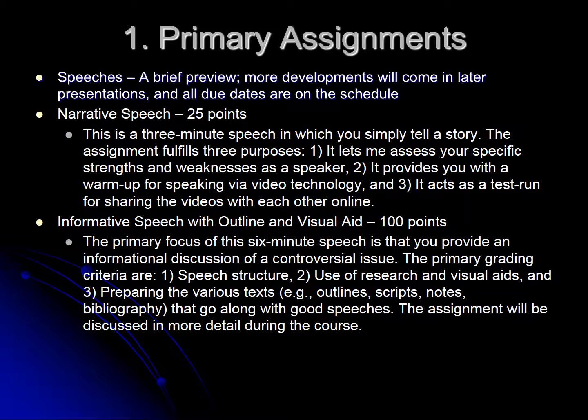I simply let you know about the information on this controversial issue. It's graded primarily on how you put a speech together: the speech structure, the parts of the speech, how you use research and the visual aids, and also how you prepare things like outlines, note cards, and a bibliography so that you can build a good speech. Notice the whole focus of this speech is on writing it and building it, not on delivery. Delivery is still a small part of the grade, but my main focus is the moving parts of the speech.